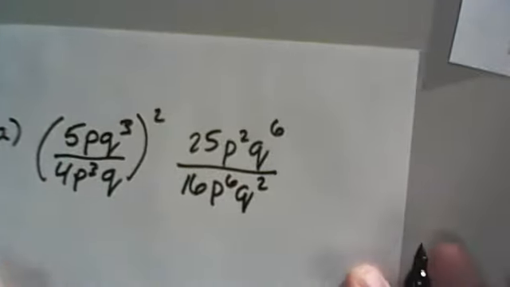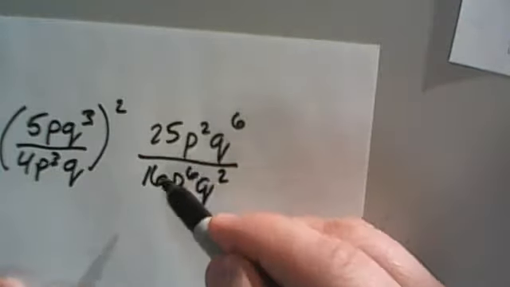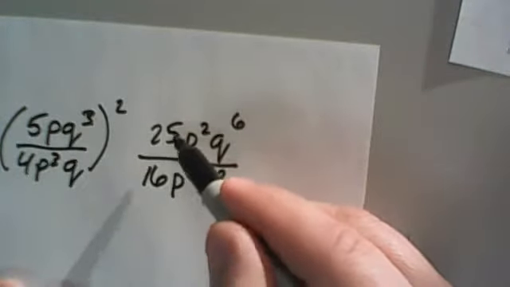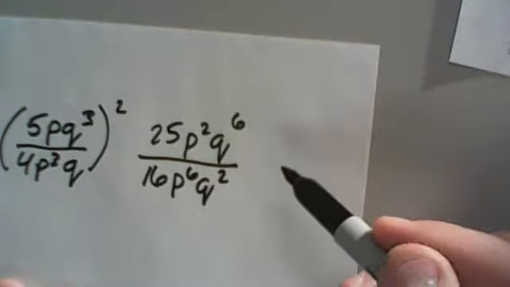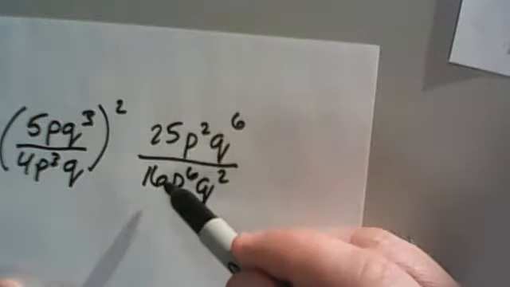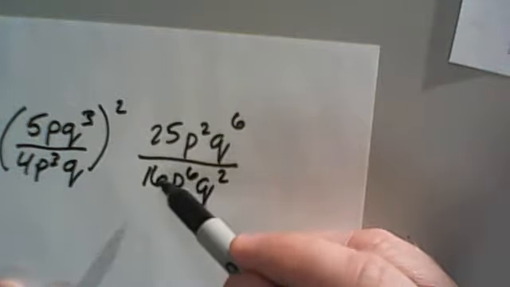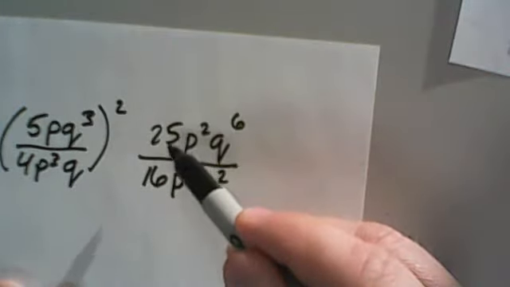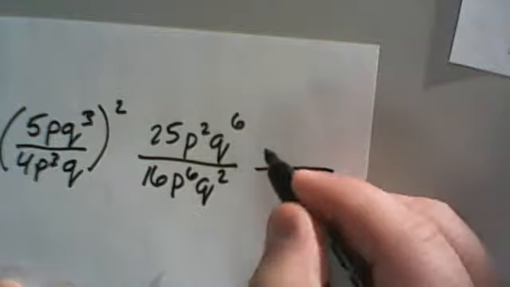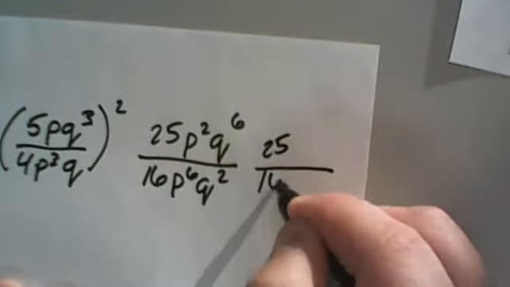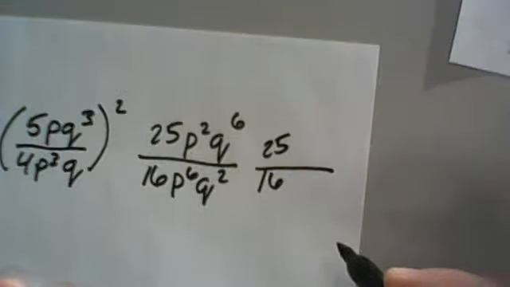And then I'm going to try to simplify everything. Let's first take a look at the numbers. Is there anything that goes into 25 that also goes into 16? 5 goes into 25 but not 16. 4 goes into 16. 8 goes into 16. 2 goes into 16 but not 25. So I can't simplify 25 over 16. Those numbers will just stay the way they are.